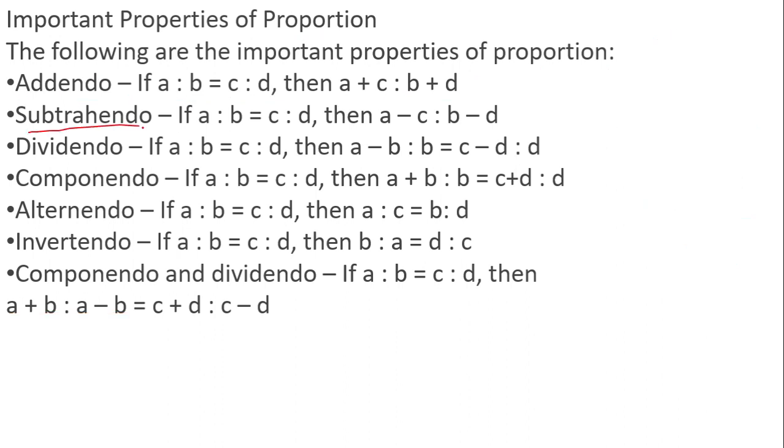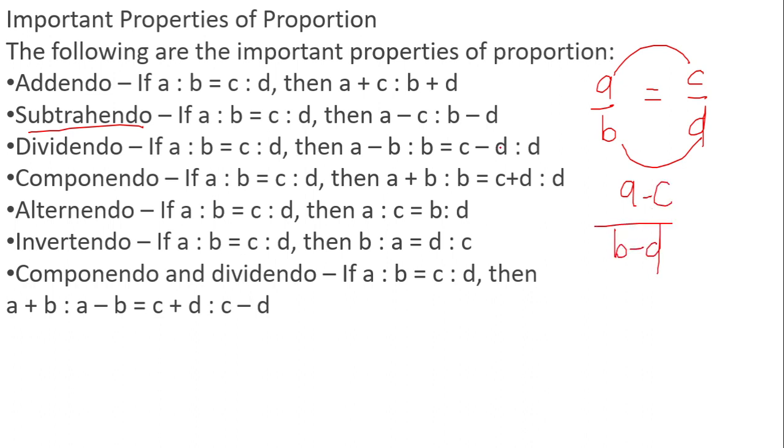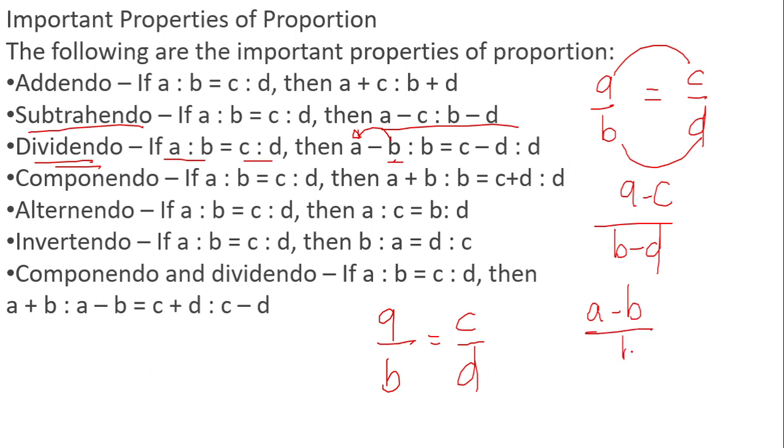Moving on to subtrahendo. What is subtrahendo? If we have two ratios, A upon B is equal to C upon D, and they are in proportion, then we subtract the numerators of both and the denominators of both respectively, that is A minus C upon B minus D is the subtrahendo of the two given ratios. Now moving on to dividendo. If we have two ratios, A upon B equal to C upon D, what we do here is subtract the denominator from the numerator of each respective ratio. That is, look here, A minus B by B is equal to C minus D by D. The denominator remains the same, but the numerator changes by subtracting the denominator from the numerator. That is, A minus B by B is equal to C minus D by D.